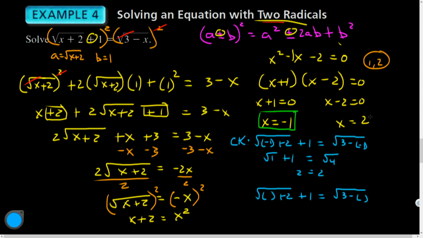Over here, I'm going to plug in the 2 everywhere there was an x. All right, I'm feeling good about this one. So this is square root of 4, plus 1. Is that equal to the square root of 1? I'm not feeling as good about it anymore. 2 plus 1. Is that equal to 1? That is not true. That was extraneous. Extraneous. Boom. And so this problem only had one solution.